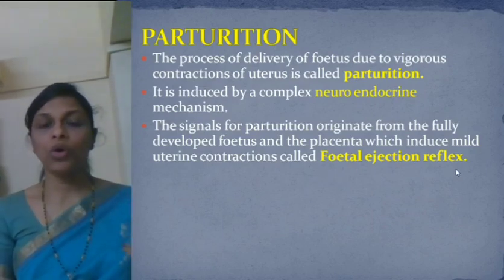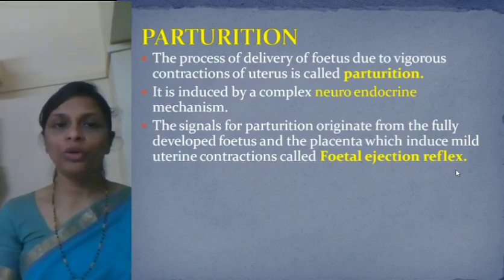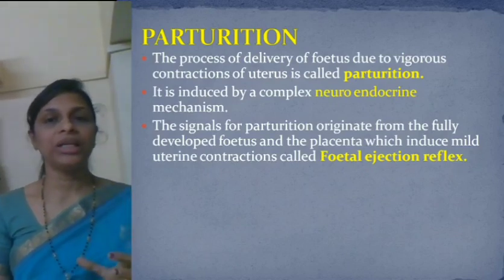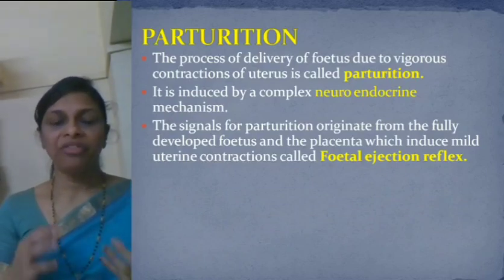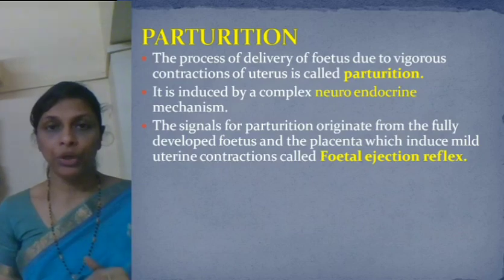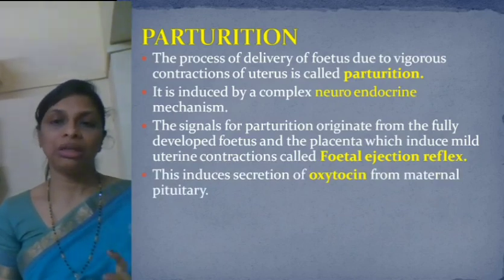The reflex for the ejection of the fetus. That's the meaning of fetal ejection reflex. Hope you got it. So what is the fetal ejection reflex? The signals for parturition originate from the fully developed fetus and the placenta, which induce mild uterine contractions, called the fetal ejection reflex.